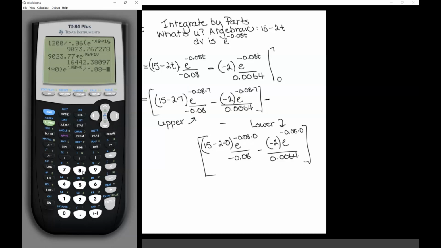Minus negative 2 times e to the negative 0.08 times 0 divided by 0.0064, close parentheses. And then hold my breath. And I got a whopping 4636.